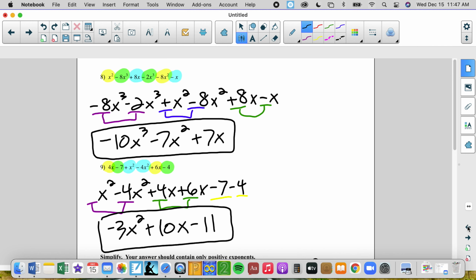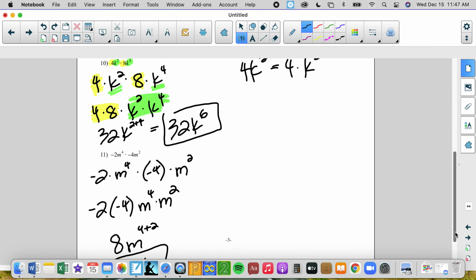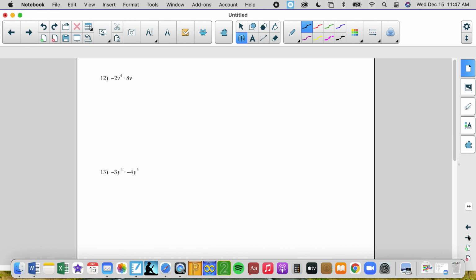What number was that? 11. I just want to make sure I know I skipped a couple by accident. Sorry about that. On the pre-assessment. Negative 2 times v to the 4th times 8 times v. So we have negative 2 times 8 times v to the 4th times v. I'm pairing up the likes, well, the similar. We have constants in the first. We have v's as the other part. Negative 2 times 8 is negative 16.